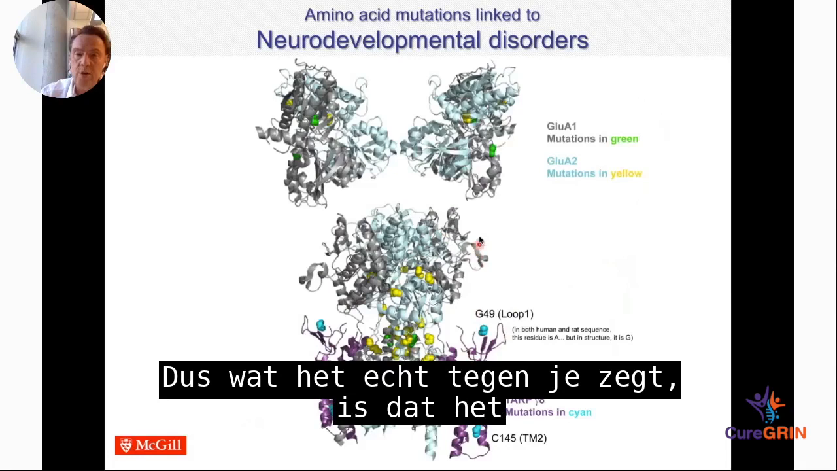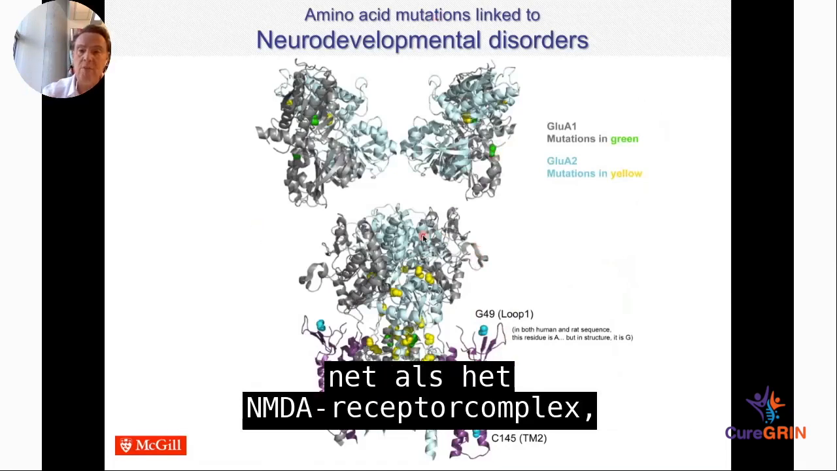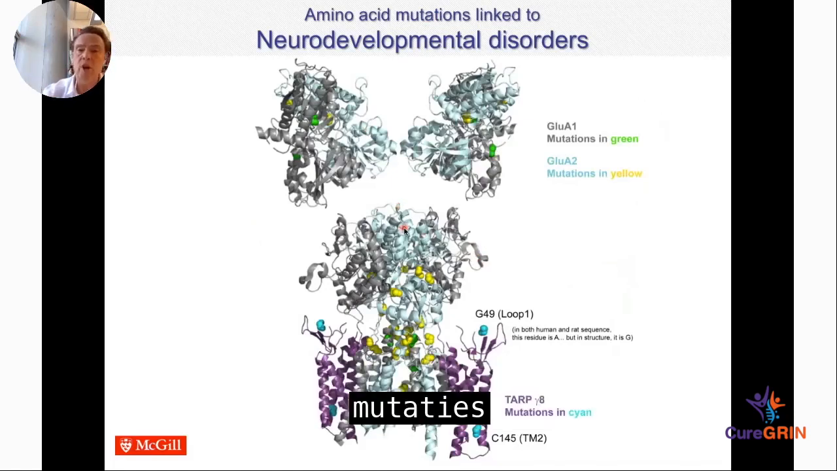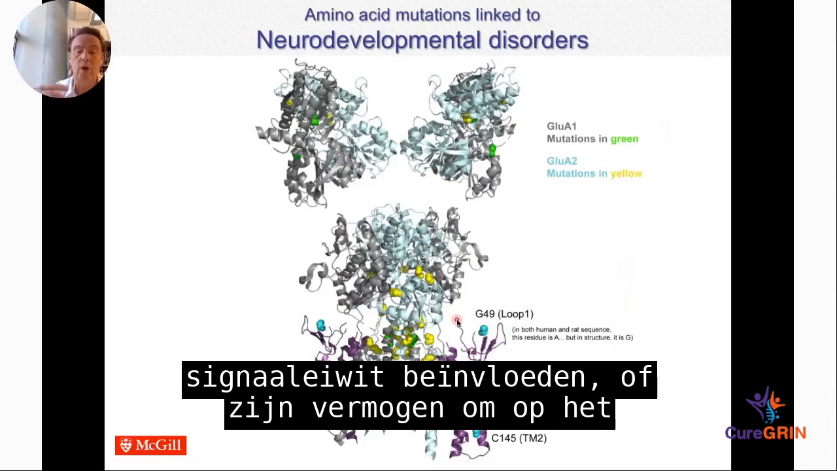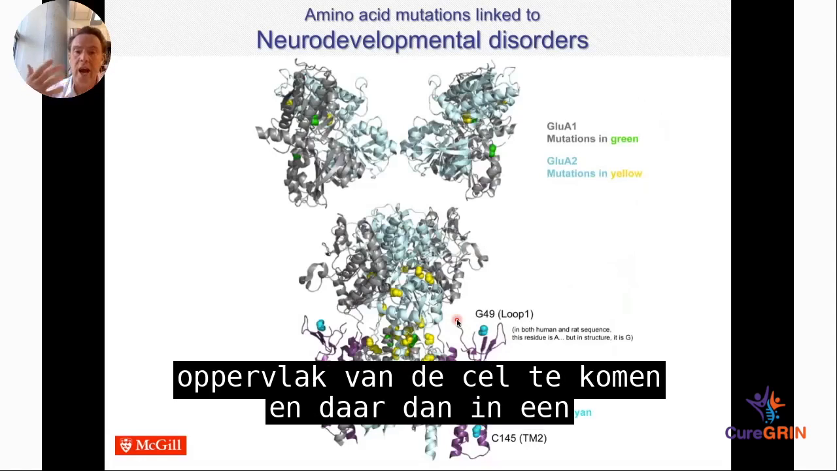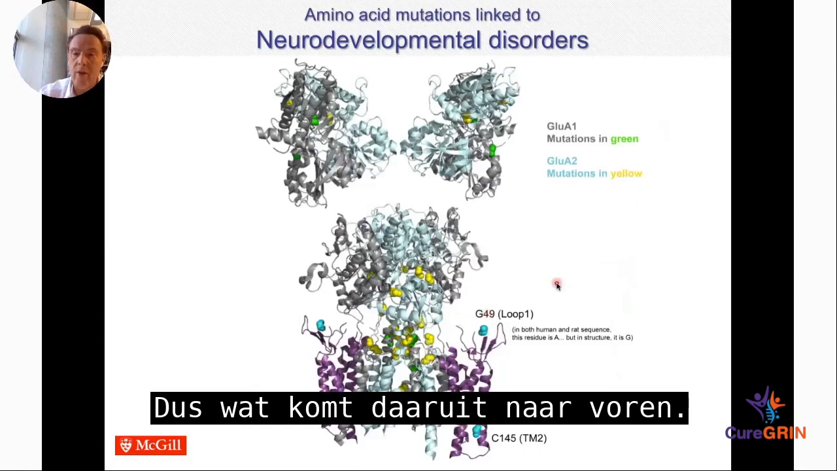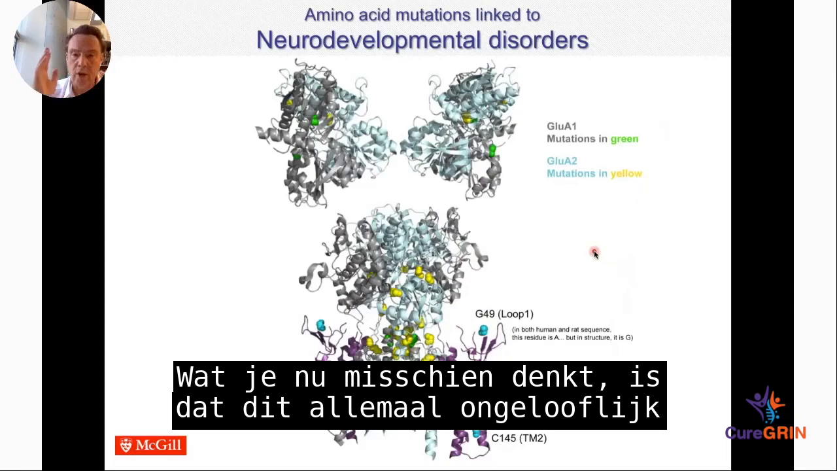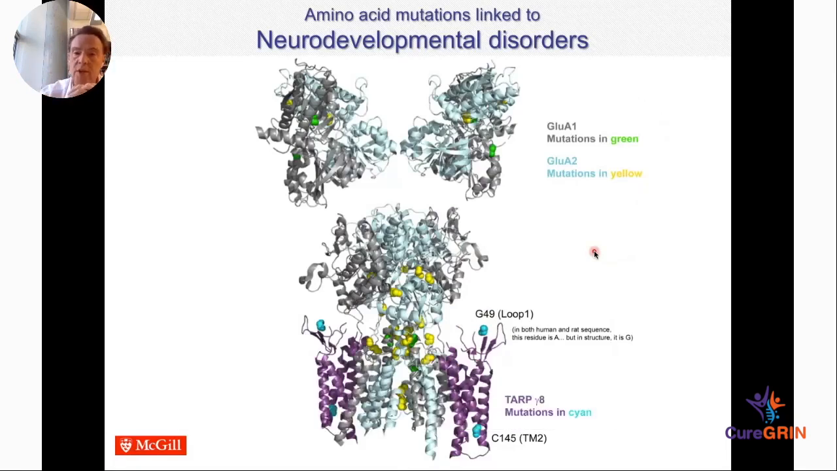So what it's really saying to you is that the AMPA receptor signaling complex, just like the NMDA receptor complex, is being pinpointed by all these different types of mutations, which are either affecting the functionality of the receptor or the signaling protein, or its ability to get on the surface of the cell and then act in a signaling capacity there. So what emerges from that, and what you may be thinking right now, is this sounds all incredibly complicated, and it's going to be very difficult to try and come up with some kind of therapy.